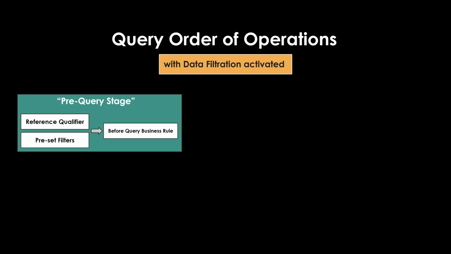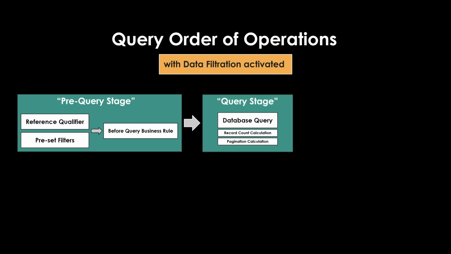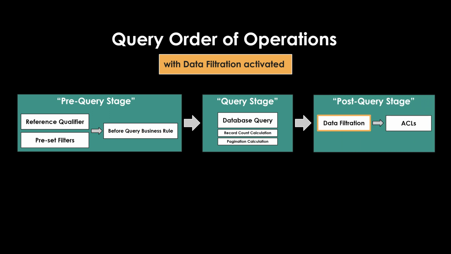In the pre-query stage, the process begins with any reference qualifiers and preset filters. Then, before query business rules. Then, the database query happens in the query stage. And after that, in the post-query stage, the results are passed through related data filtration records, then finally ACLs.